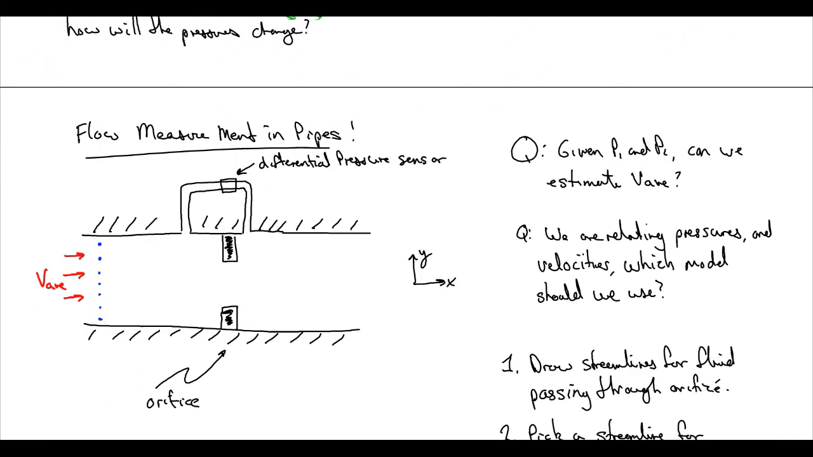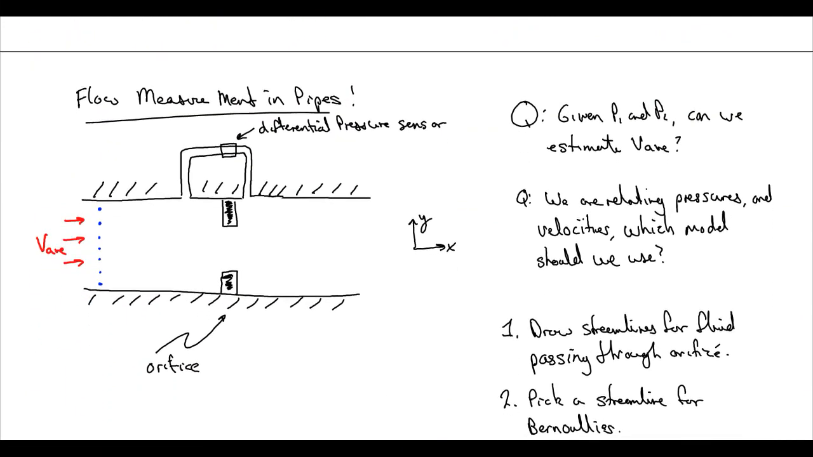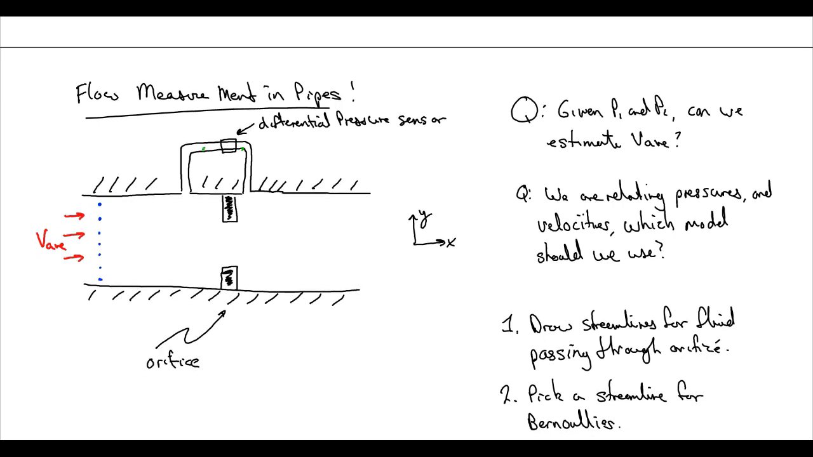Flow measurement in pipes. So we're going to take a pipe. We're going to put an orifice in it, which is just a plate with a hole in it, and then we're going to take a tube that connects before and after the orifice, and put a differential pressure sensor across that tube, so that we know the pressure on this side versus this side, the difference in pressure. So, given P1 and P2, can we estimate V average?